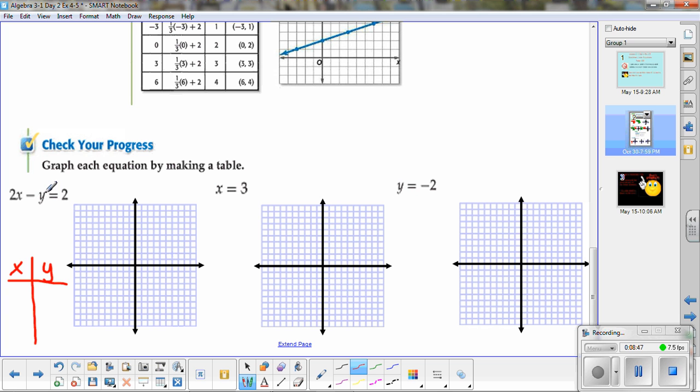If I wanted to get y by itself, I'm going to subtract 2x from both sides. When I subtract 2x from both sides, this is going to disappear right here, but then I'm going to be left with the negative y, or the opposite of y, equals 2 minus 2x, or a negative 2x plus 2.